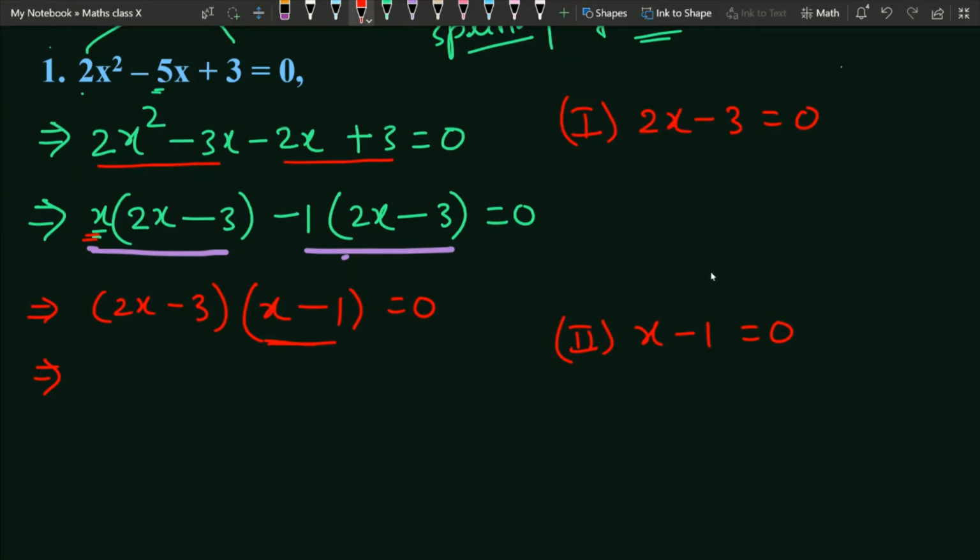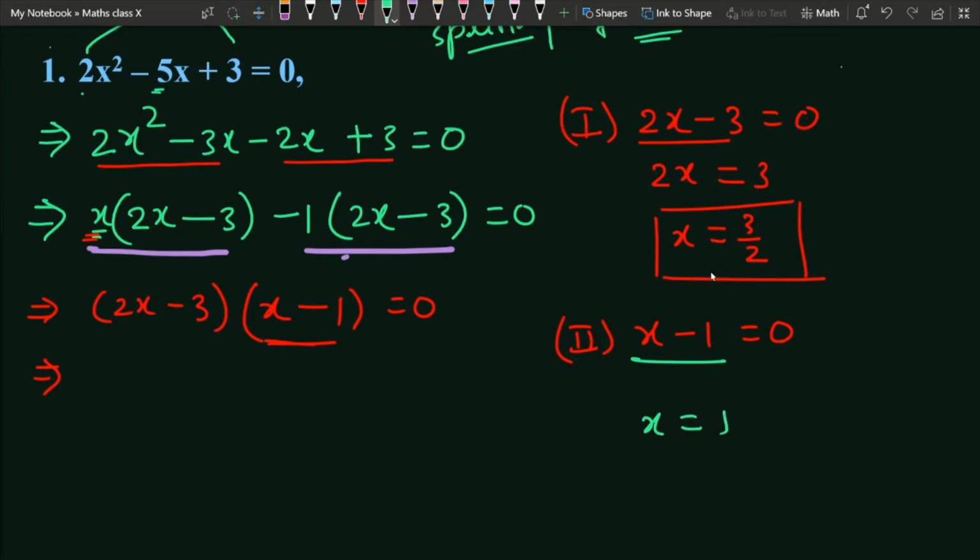When you equate 2x minus 3 equal to 0, you will get 2x is equal to 3, or you can say x is equal to 3 by 2. This is one solution of this equation. Now x minus 1 is equal to 0, so x will become 1. This is another solution. So there are two solutions.